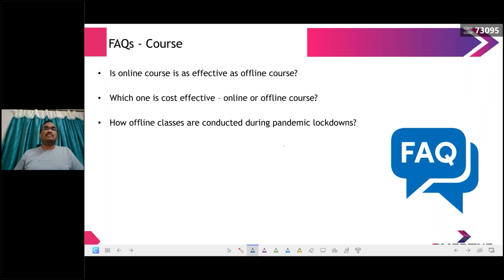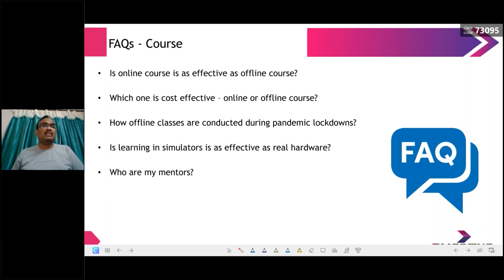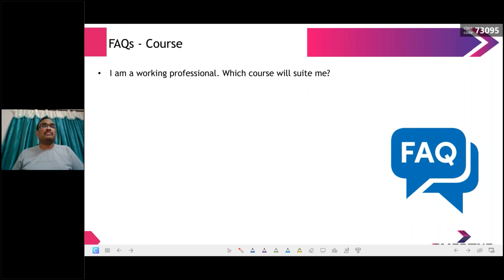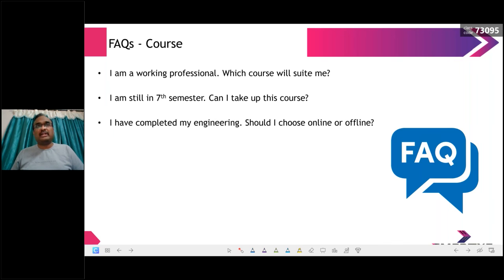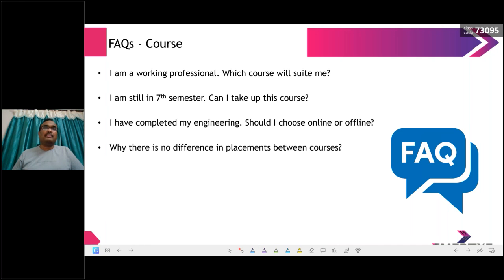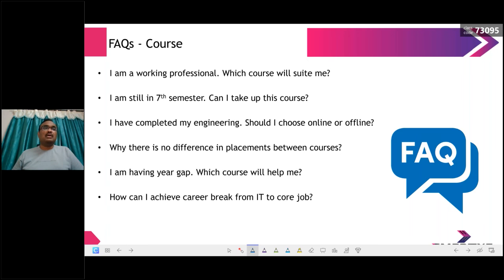Then lockdowns, anyways, hopefully we are out of it. Then the simulators, mentors, doubt clarifications, how it is done, and working professionals we discussed. College students can also take it up. If somebody is studying in the 7th semester, they can take up this course, and in the final year they can do this course, and after they complete their degree, they can apply for placements. Then the year gap, percentage, how can I achieve placement, career break, we discussed all these permutations and combinations.